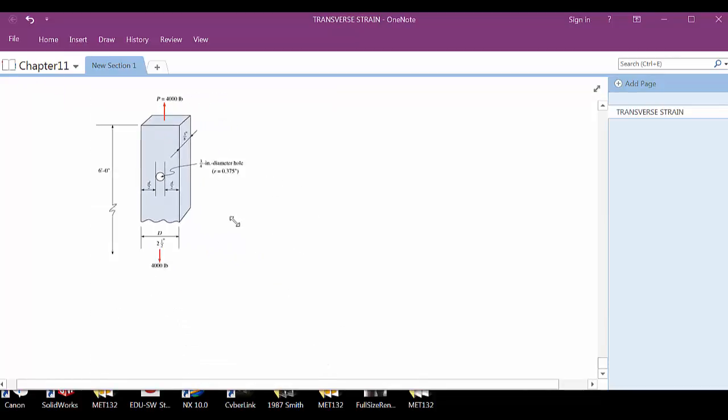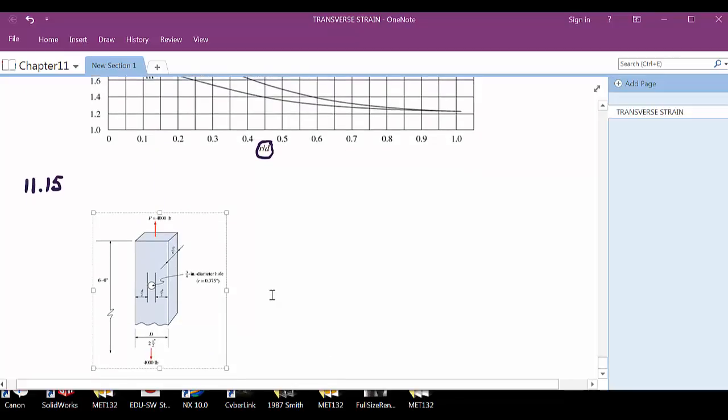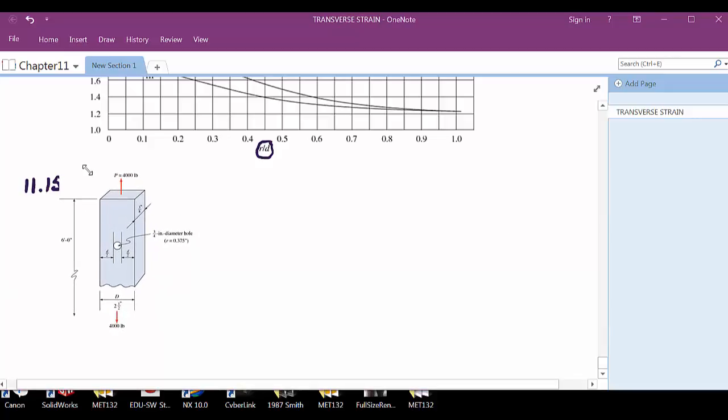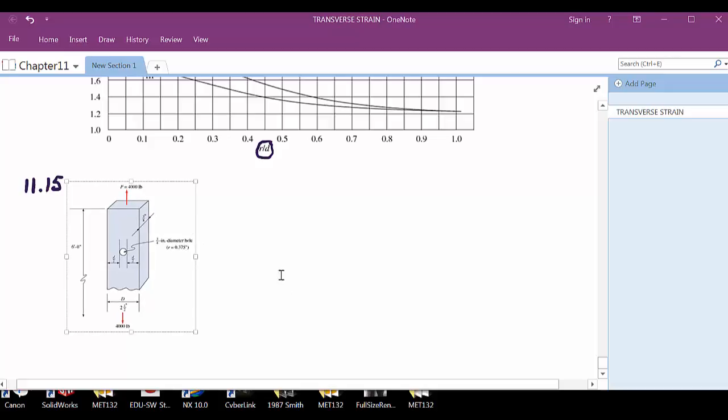Okay, so hopefully this will calm your nerves, if we do this problem. The bar is subjected to a tensile load of 4,000 pounds, and they're showing that there. I probably shouldn't have made that so small. 4,000 pound load there, right?